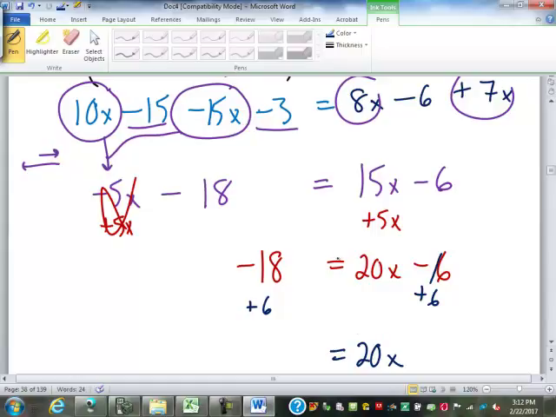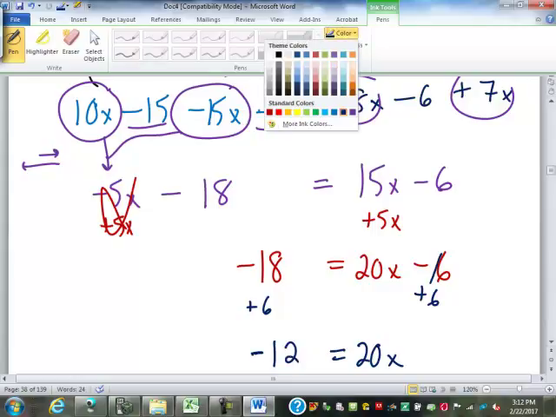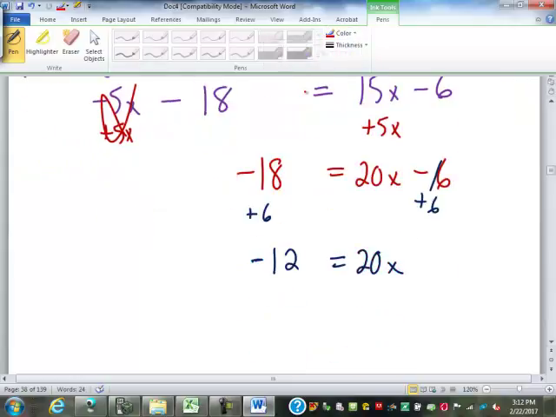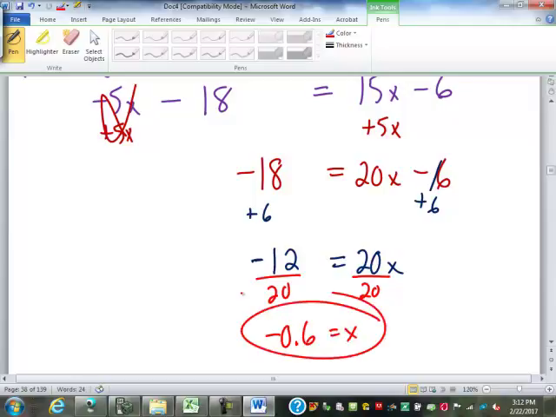What is negative 18 plus 6? Negative 12. Wonderful. And our last step? Divide by 20. Good. Negative 12 divided by 20 is negative 0.6 equals x. Any questions?